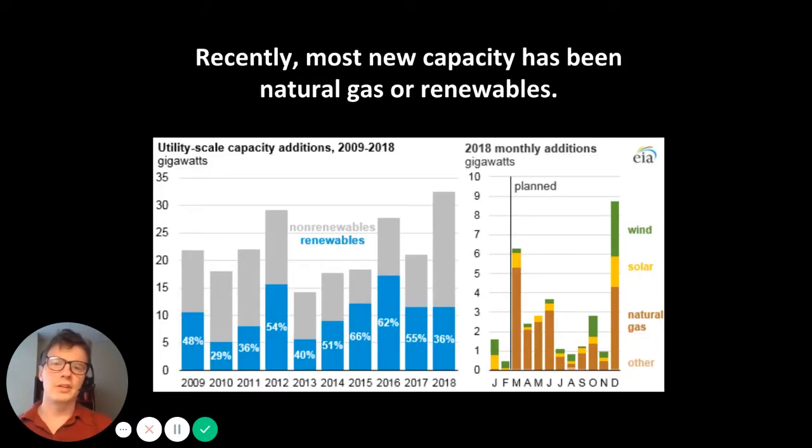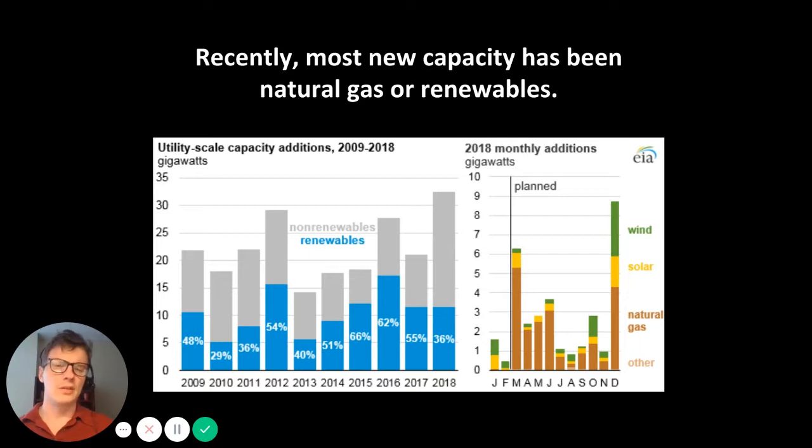So recently in the United States, most new capacity has been natural gas or renewables. So the figure on the left shows utility scale capacity additions over the last about 20 years. And you can see that roughly half, maybe a little less than half, but in some years more than half, of new capacity additions have been from renewable energy.